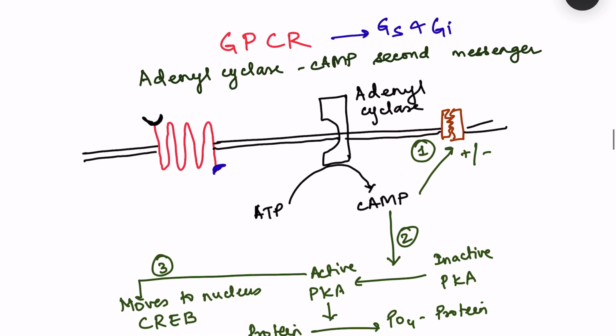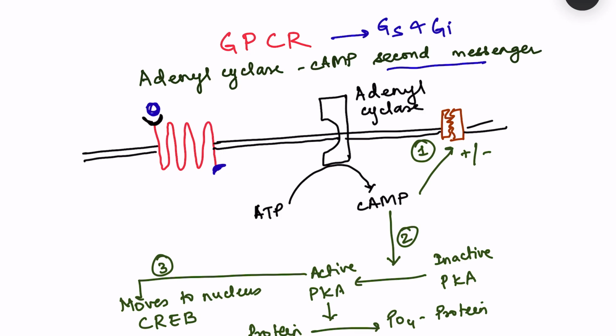First is the adenyl cyclase cAMP second messenger system, the GPCR which activates the adenyl cyclase cAMP second messenger system. Now, why have I used the term second messenger? The first messenger is the ligand, the extracellular ligand which is binding to the receptor. But that hormone itself, that ligand itself, is not bringing out any further changes.